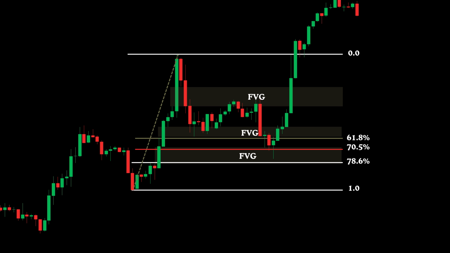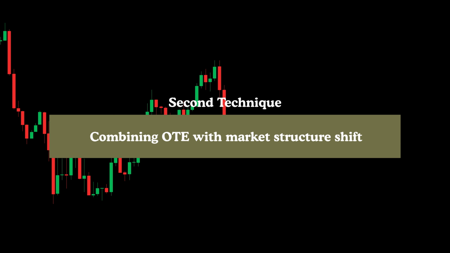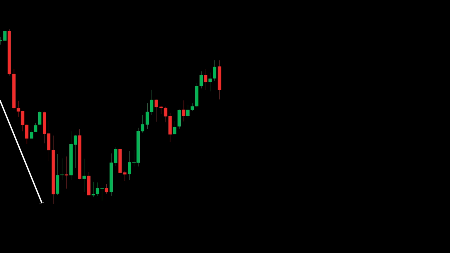In summary, combining OTZ with fair value gaps creates a strong supply and demand zone, generating a high-quality trade opportunity. Now, let's discuss combining optimal trade entry with a market structure shift. In a prolonged downtrend, the price eventually fails to make a new lower low for the first time, indicating that sellers' momentum is weakening. The price then breaks the supply level to the upside. This change in character signals that sellers are losing control and a reversal is possible. When the price breaks the structure above the previous high, it becomes a clear indication that buyers are taking over.